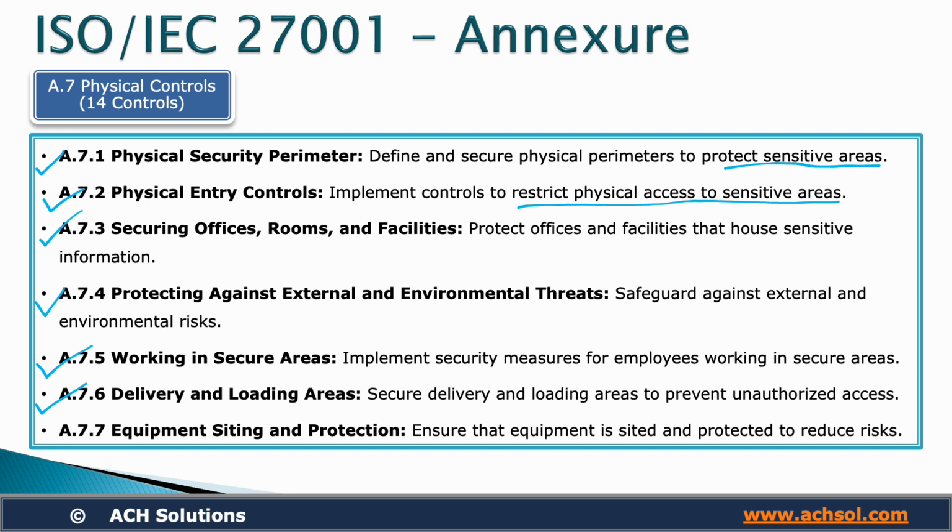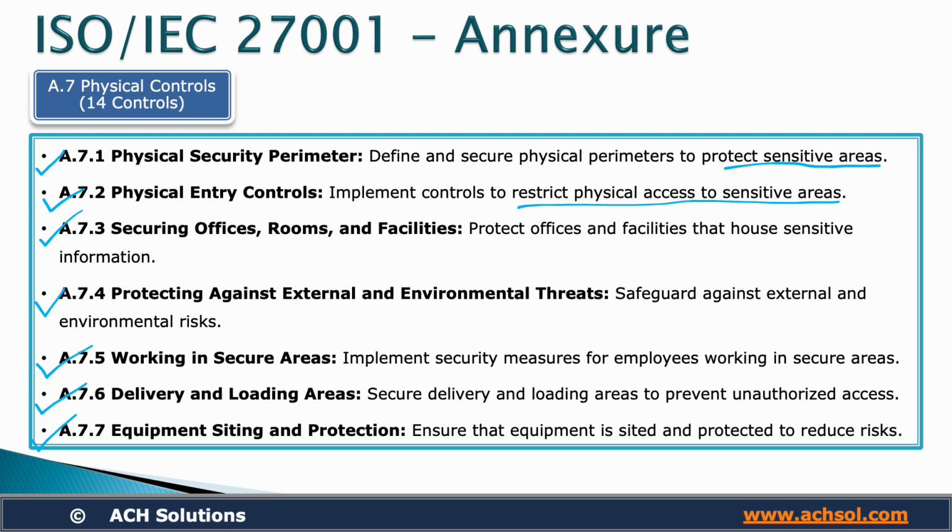Another control here is A.7.7, which is equipment siting and protection. So this one asks to ensure that equipment is sited and protected to reduce risks. An example for this could be that servers which are placed in racks are bolted to the floor to prevent theft. That means they are fixed so that no one can just take it away. So this is about the physical security control.